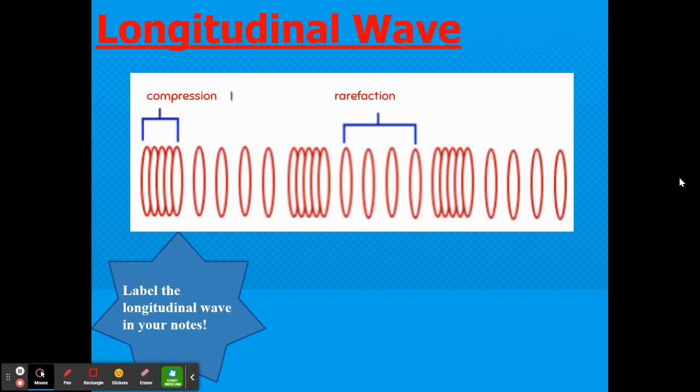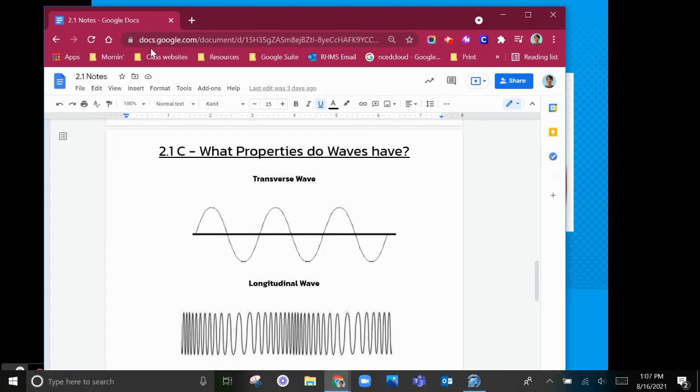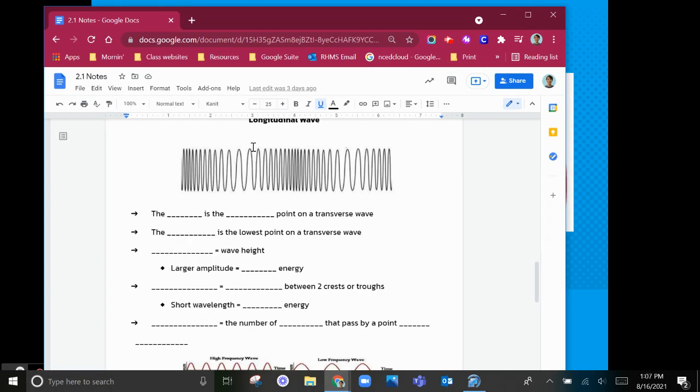All right, now we're looking at the longitudinal wave. This is a little bit easier. Again, yours might look a little bit different. This is your longitudinal wave. This is going to be your compression. So you can tell that it's your compression because it's compressed. It's tighter together right here. So you're going to label that part your compression.